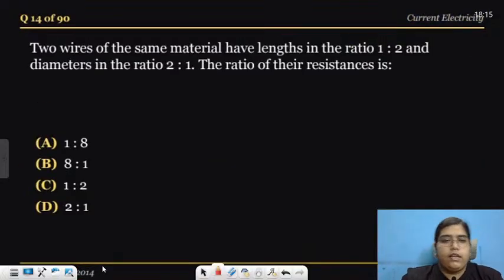Moving forward to the next question, question number 14. Now it's saying you have two wires of the same material. Same material means their resistivity will be the same. Rho will be the same. The ratio of their lengths is given as 1:2.